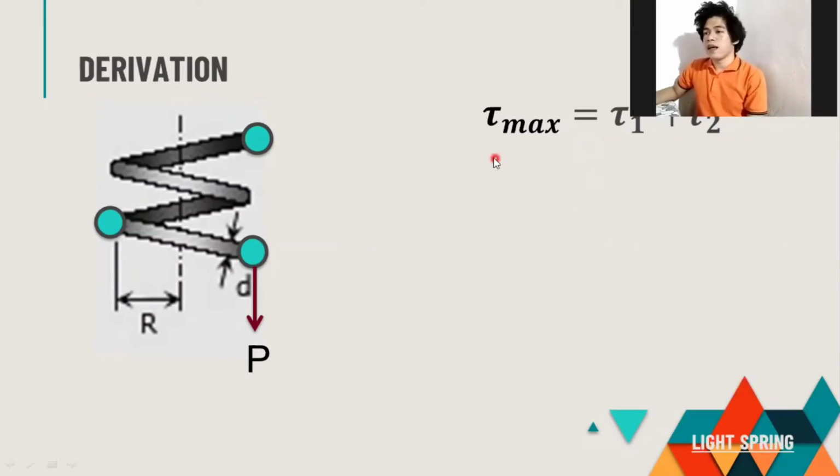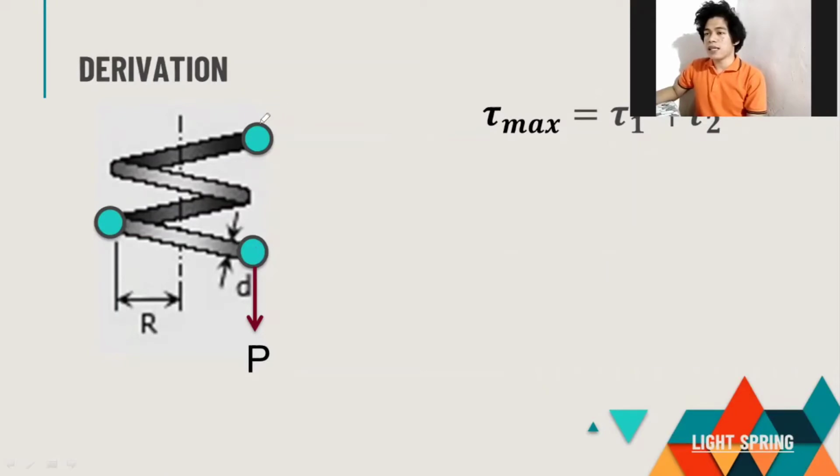So tau max is equal to tau 1 plus tau 2, where tau 1 is the direct shearing or direct shear stress, and tau 2 is the torsional shearing stress. Okay, so ayan yung ating setup. Let's consider this setup.